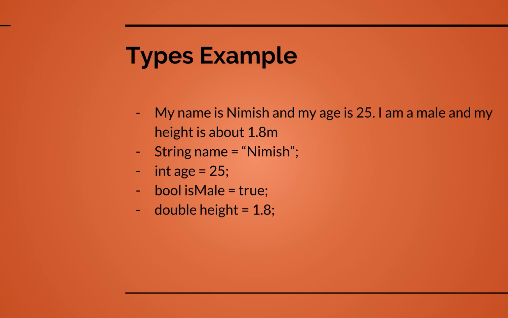Now we also have those two other pieces of information. I'm a male and my height's about 1.8 meters. So I just created a double to represent the height. 1.8 is a decimal number, so it's not good for an integer representation. And I created a boolean, is male. I set this equal to true. There may or may not be better ways of doing this. I just wanted to demonstrate boolean values to you. The alternative value to is male would be false. So if it's not true, then it's false. That way it's just a bit more encompassing.